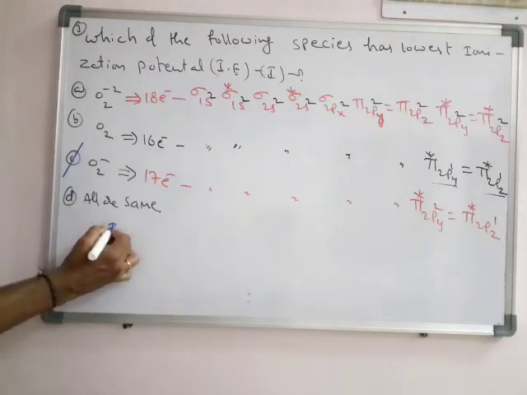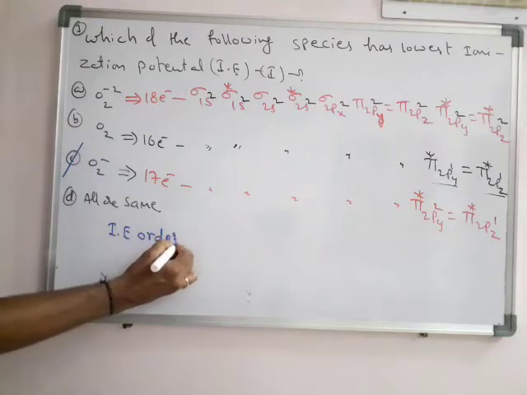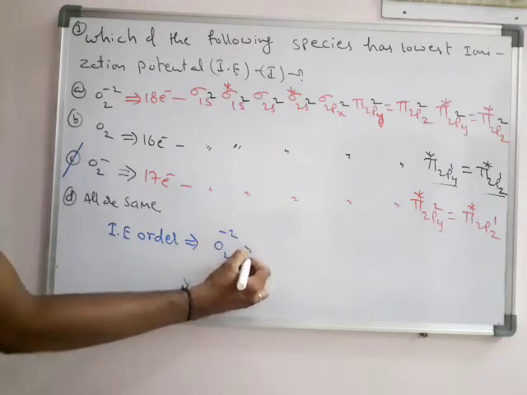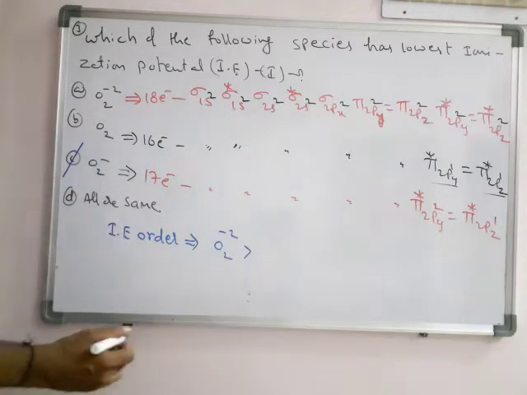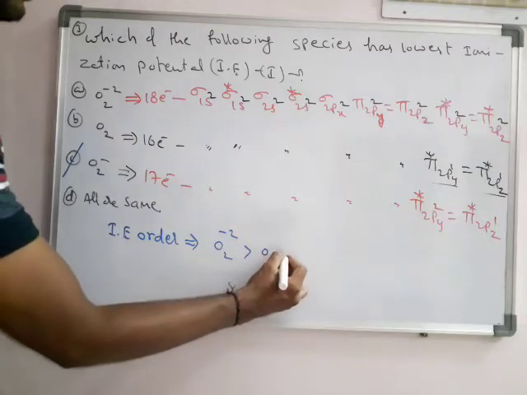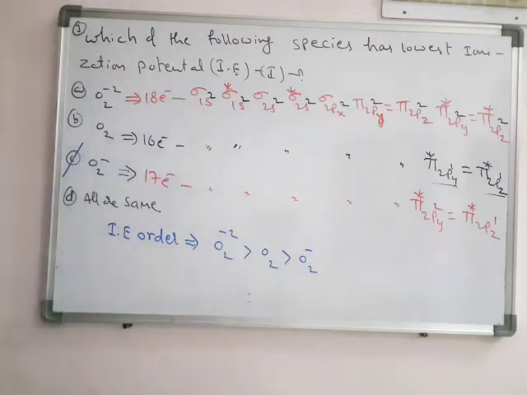So we can write the ionization enthalpy order. What is the ionization enthalpy order? O2 plus is the highest one, as it contains a pair of electrons. Next it is having symmetry. Next it is having only one unpaired electron, so that is easy for the removal. Okay.